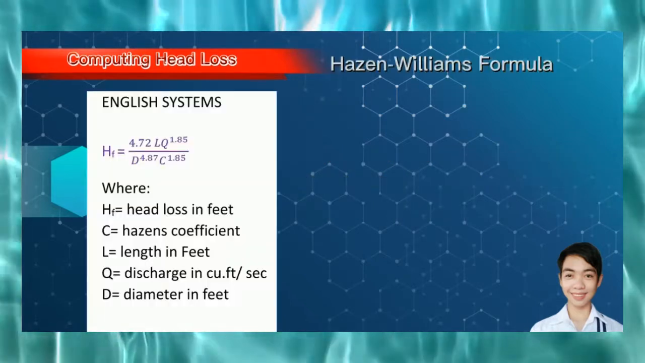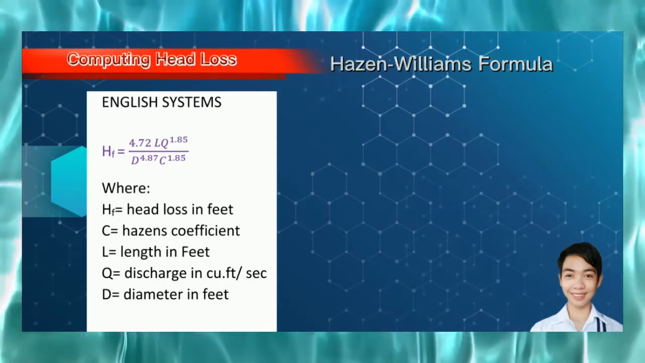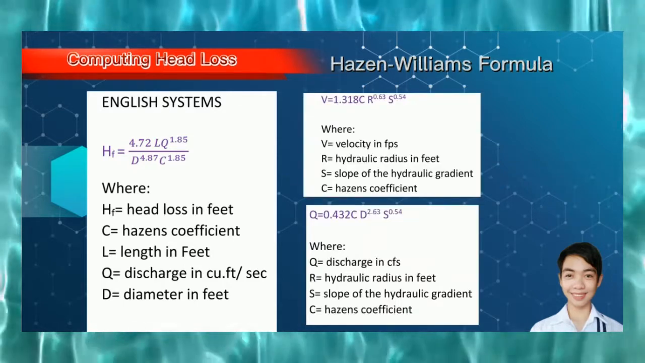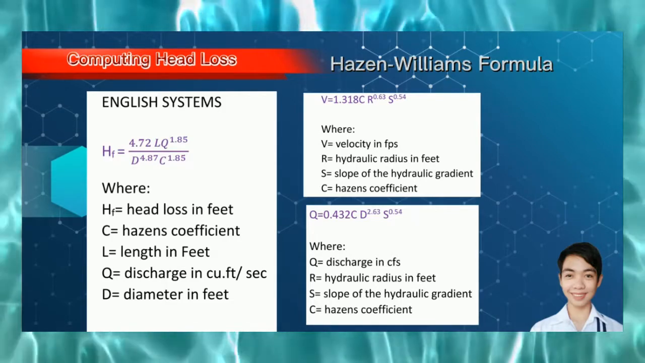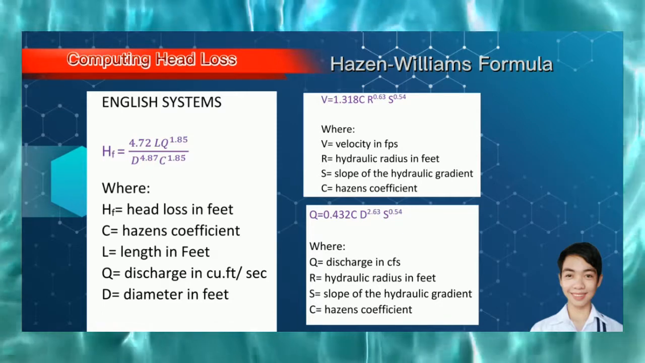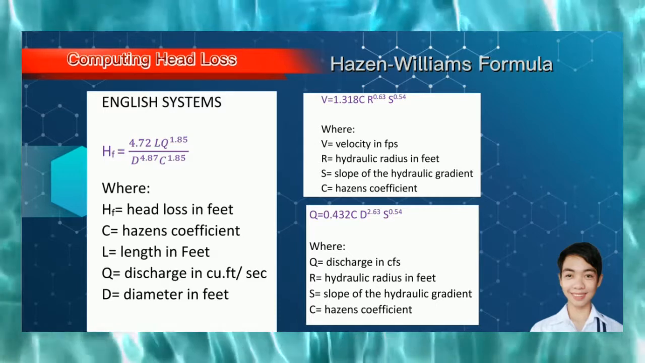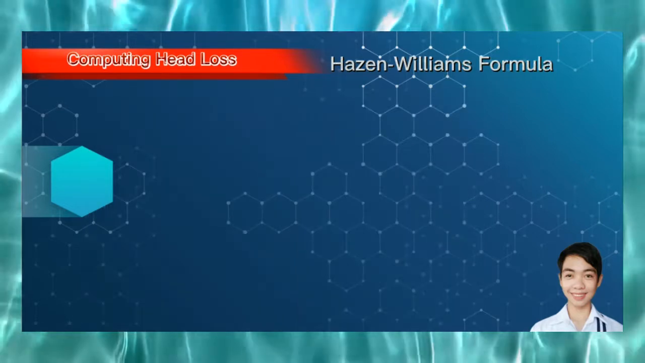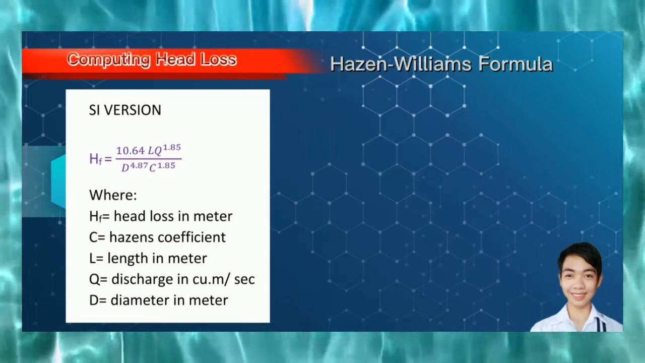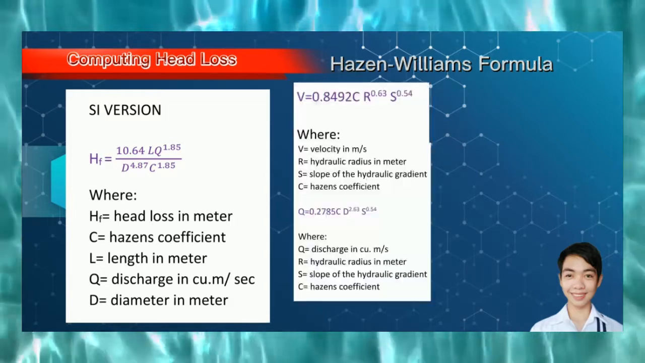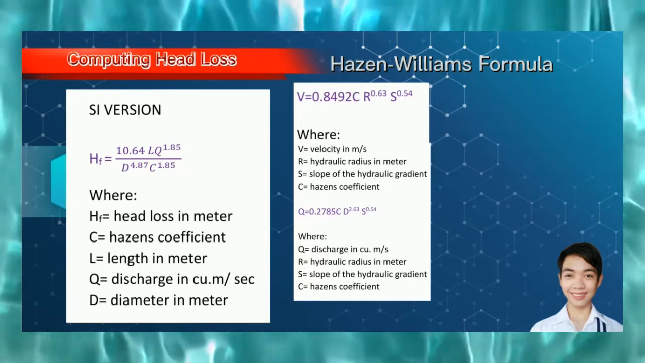The English system units of Hazen-Williams formula is this, where you can use this formula to derive missing quantities, like discharge in cubic feet per second, and the Hazen's coefficient that depends on the material being used. And this is the SI version of Hazen-Williams formula. And these following formulas can be used to derive missing quantities.